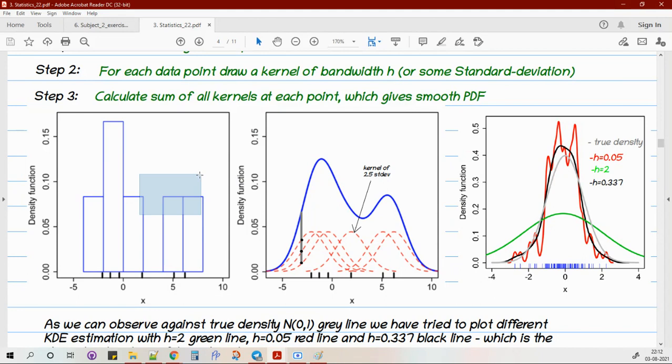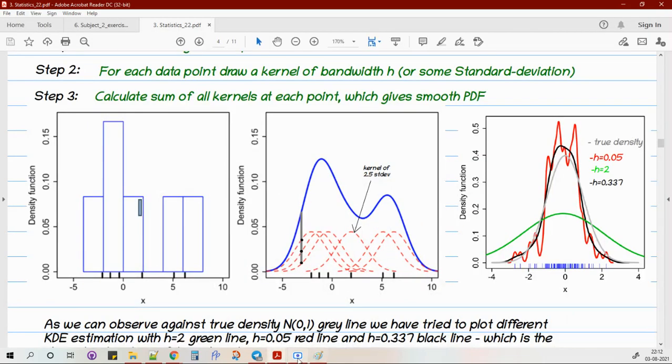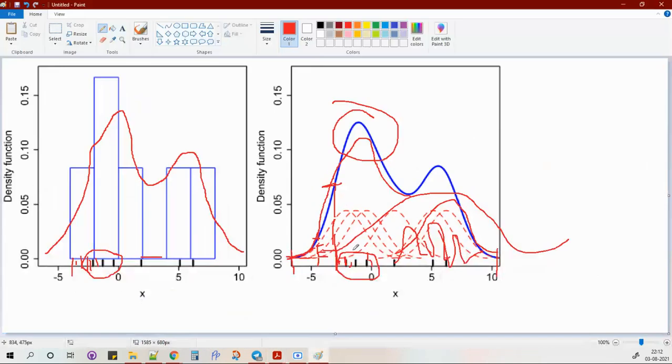I can take a kernel looking something like this, as I was trying to draw there, or I can take a big kernel or small kernels like this. And how many kernels do you want? The number of kernels is mostly fixed by the data: for each data point you have, you put a kernel. But the shape is decided by one parameter of the kernel.